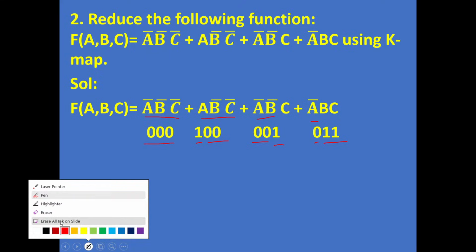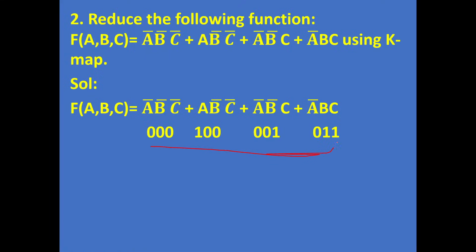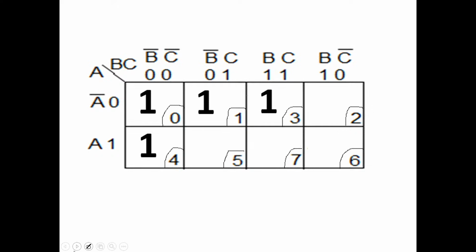Now you can draw the K-map. How many terms are there in total? 1, 2, 3, 4. 4 terms are there. In 4 boxes, you have to write 1. What are those boxes? Let us see. I hope you have completed. I'm proceeding. Already it's late.